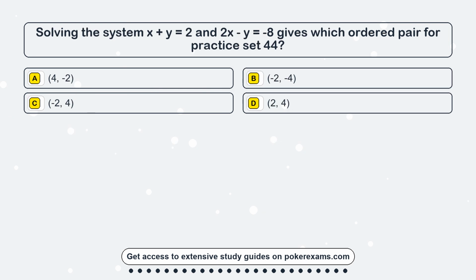Question 12. Solving the system x plus y equals 2 and 2x minus y equals minus 8 gives which ordered pair for practice set 44? Option A, 4, minus 2. Option B, minus 2, minus 4. Option C, minus 2, 4. Option D, 2, 4.